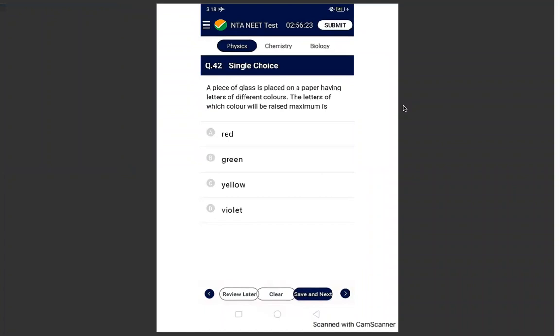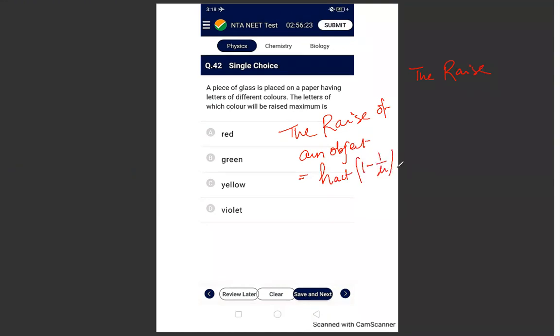Question 42. A piece of glass is placed on a paper having letters of different colors. The letters of which color are going to be raised the most? We know that the raise of an object depends on, or we can write, the raise of an object is equal to actual height into 1 minus 1 by mu.